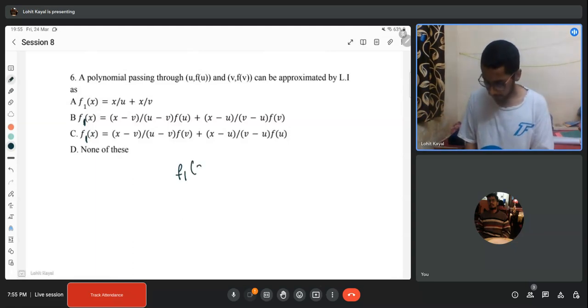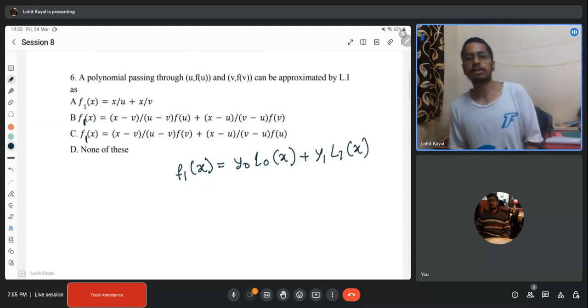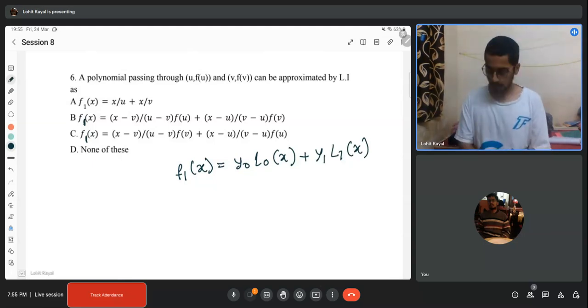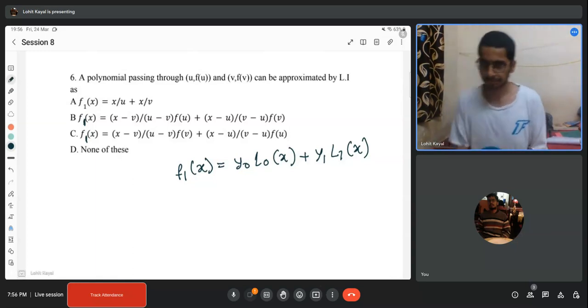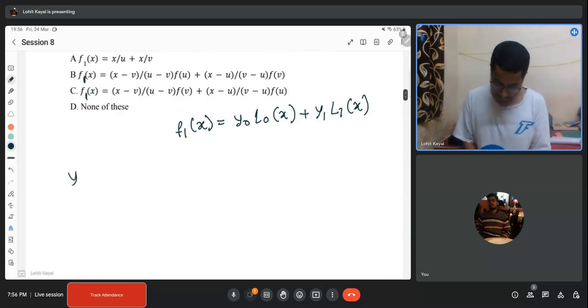F1 of x is equal to y0 L0 of x plus y1 L1 of x. So this is the formula. Remember that L0 of x0 equals 1, but L0 of x1 equals 0. Similarly, L1 of x0 is equal to 0 and L1 of x1 equals 1. The reason I told you just at the beginning of the class. So for 2 points, this is the formula. Now here I have y0. Y0 is equal to f of u.